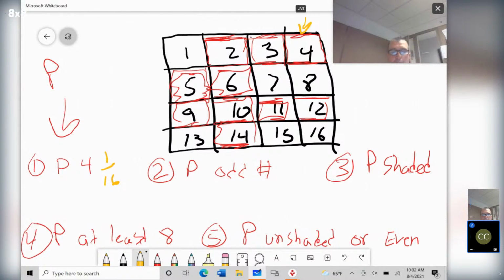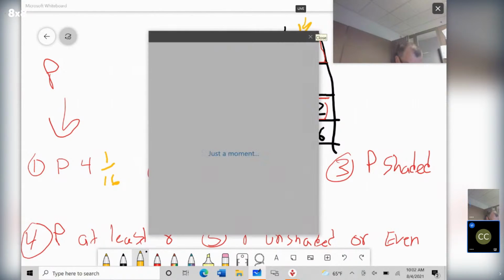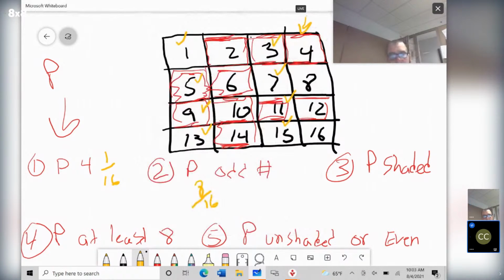So number 2, what's the probability of getting an odd number? Once again, we have 16 choices here, and I'll just take the yellow pen and we'll check 1, 3, 5, 7, 9, 11, 13, 15. So if we go back and look, that'd be 1, 2, 3, 4, 5, 6, 7, 8. So it's going to be 8 out of 16. It's going to be 1/2. Okay.